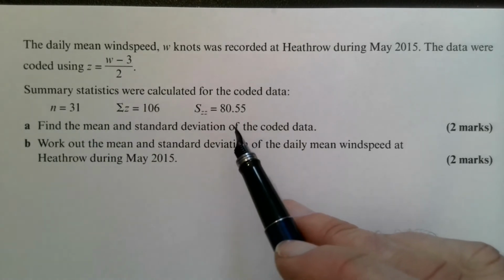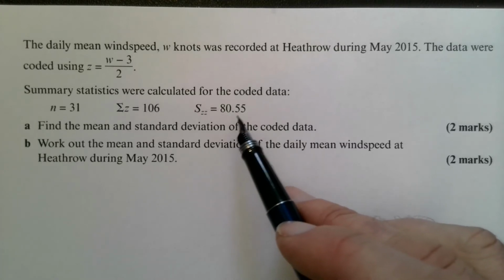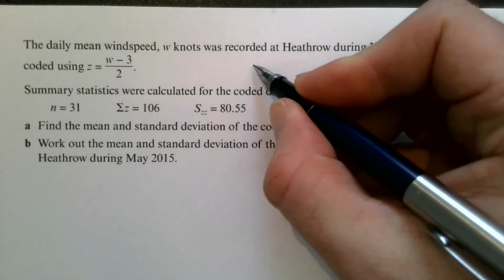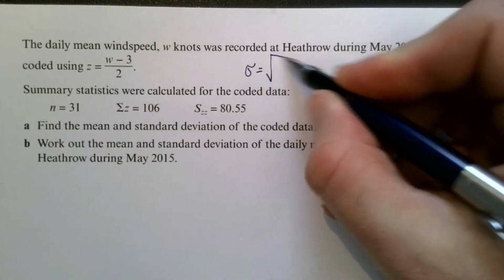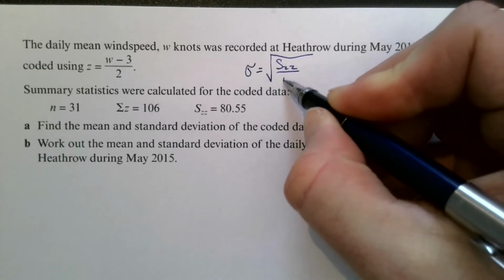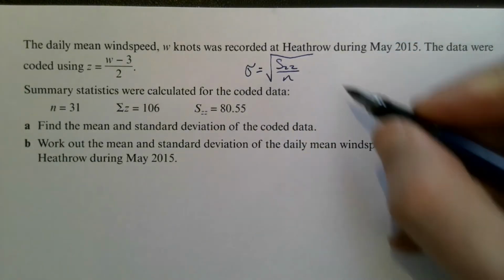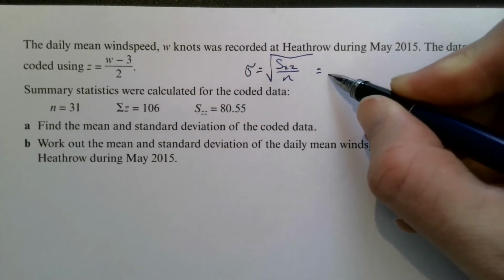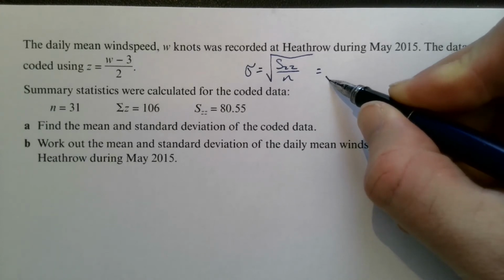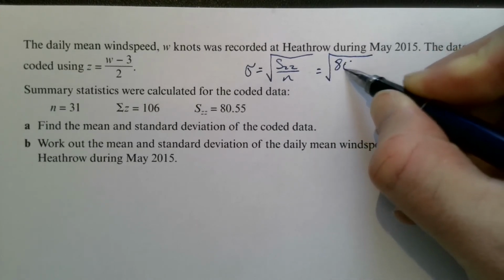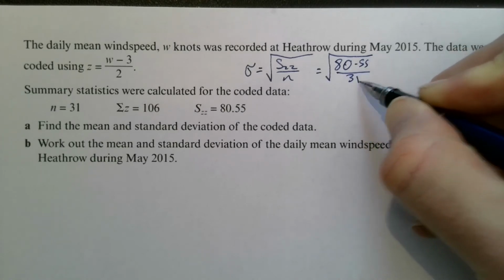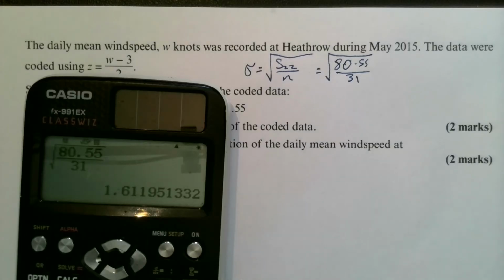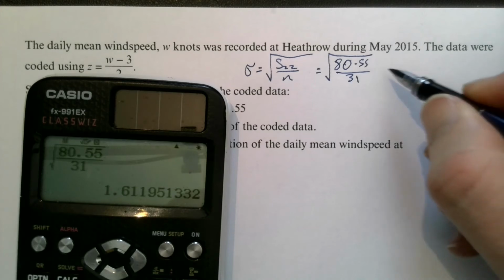We've been told that what we need to know for the variance being that divided by n, isn't it? And if you remember, it does say your standard deviation is equal to, in the formula booklet, so we're just whacking that in to find the standard deviation. So the standard deviation will be 80.55 divided by 31, and the square root of that, which gives you 1.611.